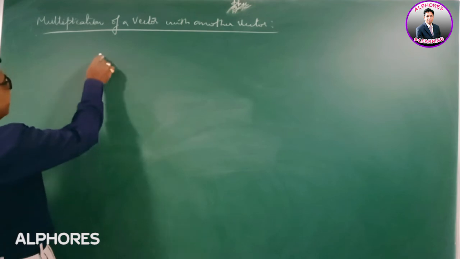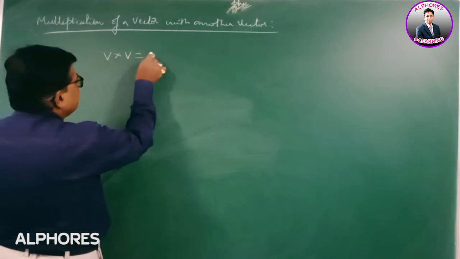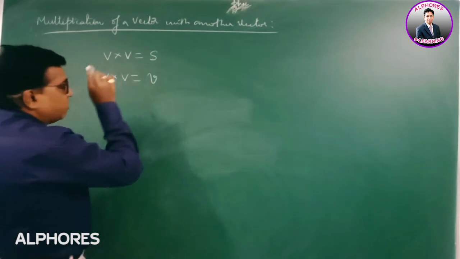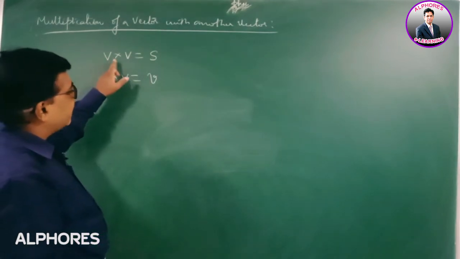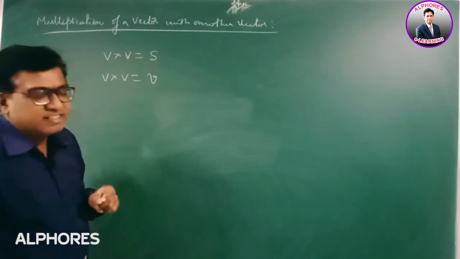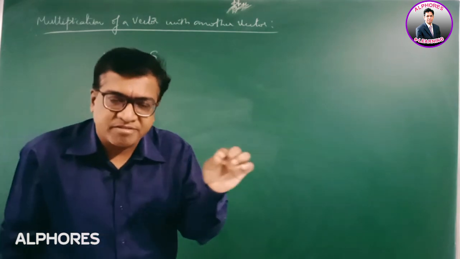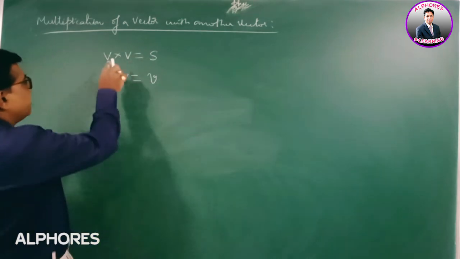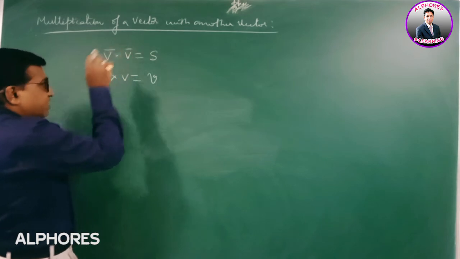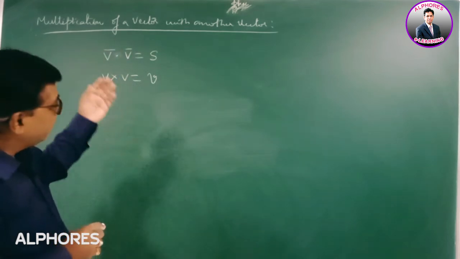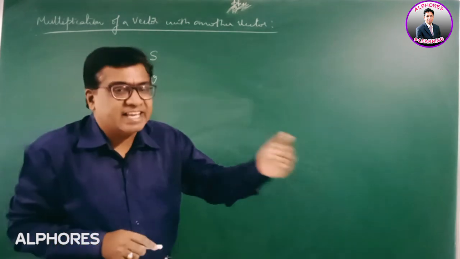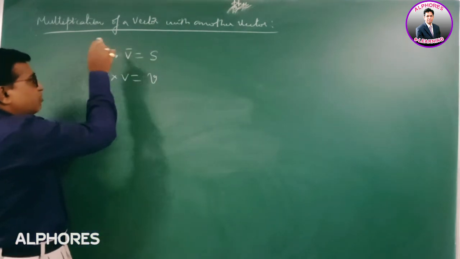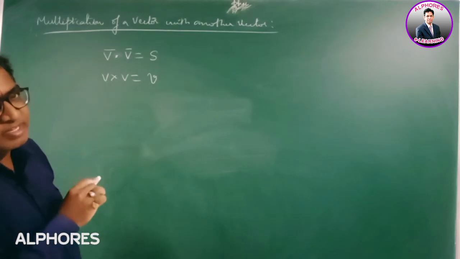A vector can be multiplied by a vector to give a scalar, and a vector can be multiplied by a vector to give a vector. If vector and vector are multiplied to give a scalar, then this is called the scalar product of vectors, or the dot product of vectors. It is represented like this. When the product of two vectors yields a scalar, it is called the dot product or scalar product of two vectors.